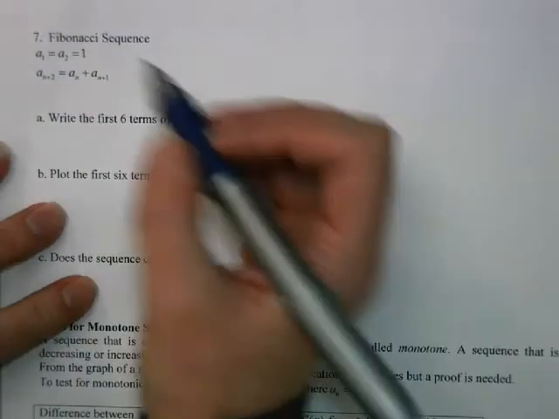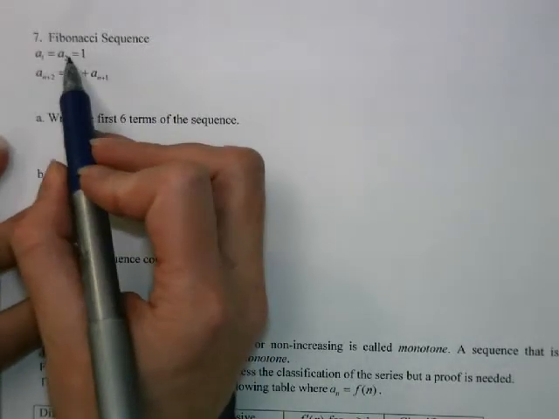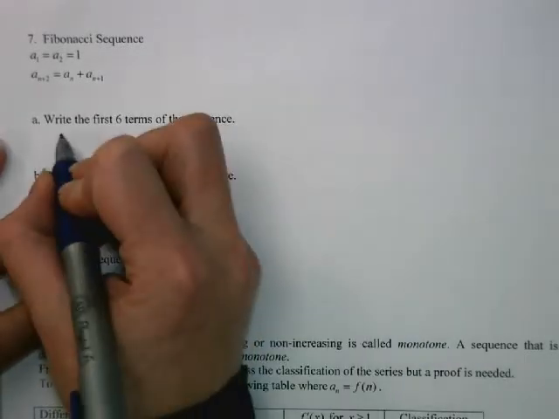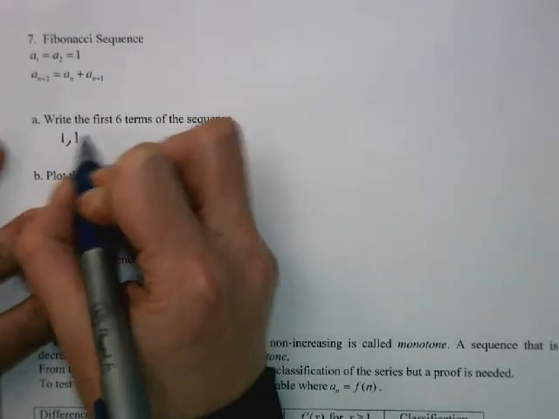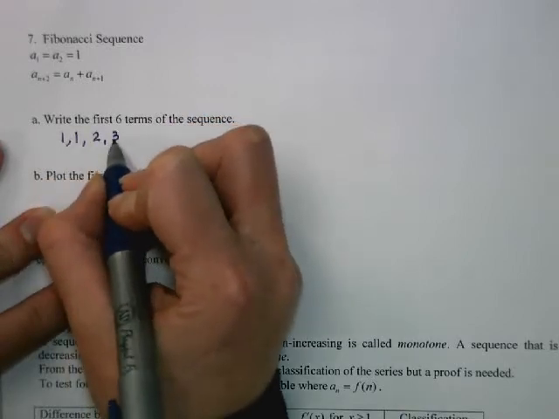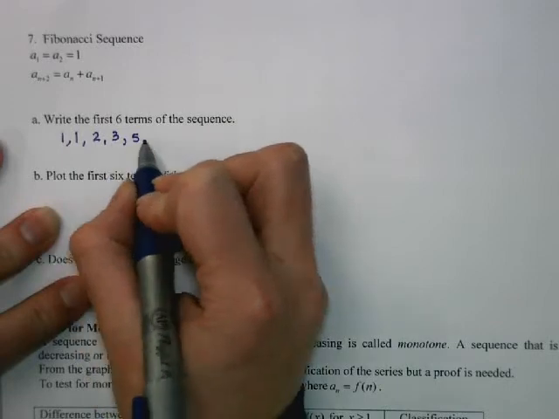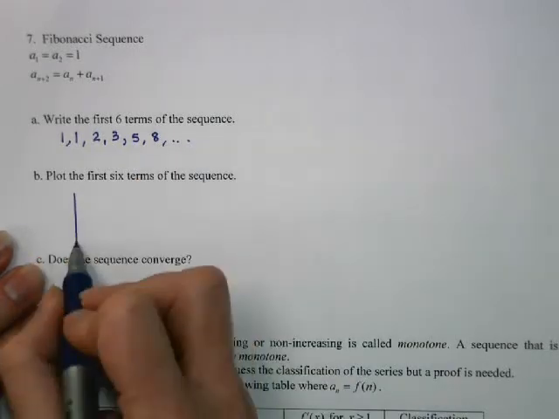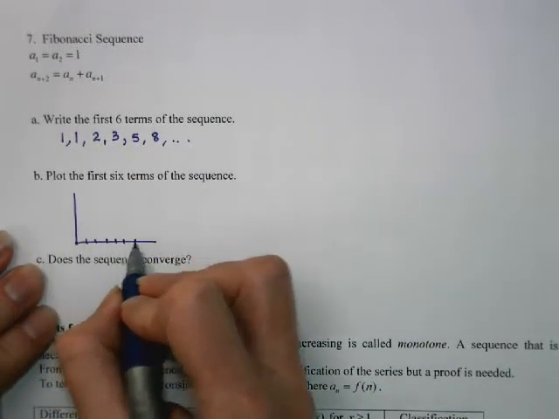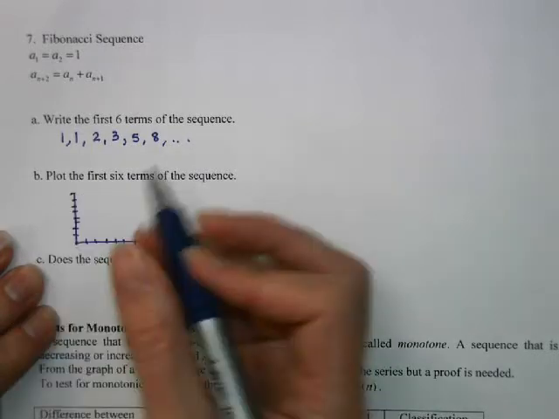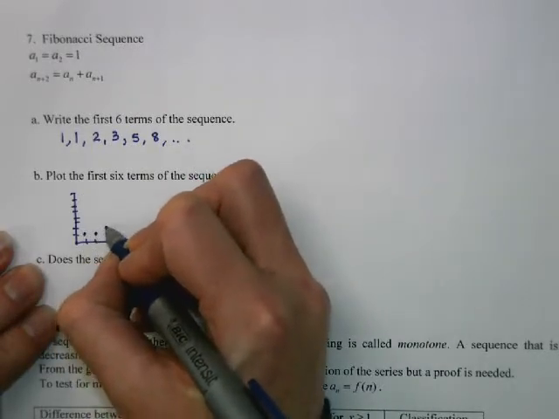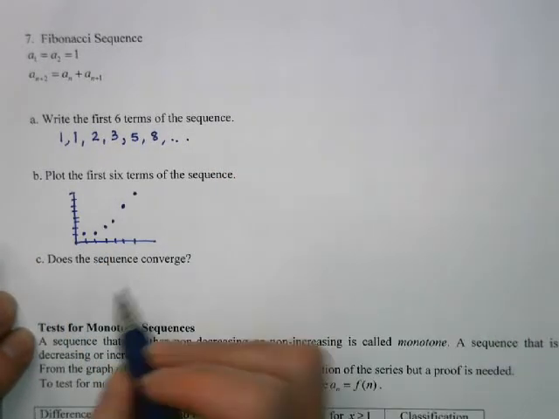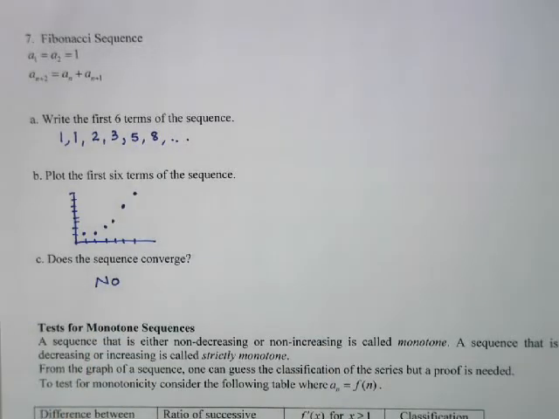Then we have the good old-fashioned famous Fibonacci sequence where a_1 and a_2 are 1, and then the terms after that are the sum of the previous 2 terms. So the first 6 terms are 1, 1, add those, 2, add those, 3, add those, 5, add those, 8. So we have 1, 1, 2, 3, 5, 8. So does this sequence converge? No, it does not.